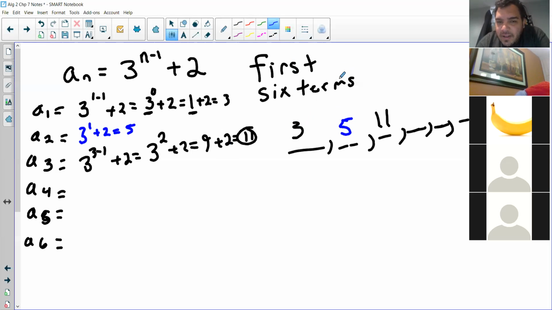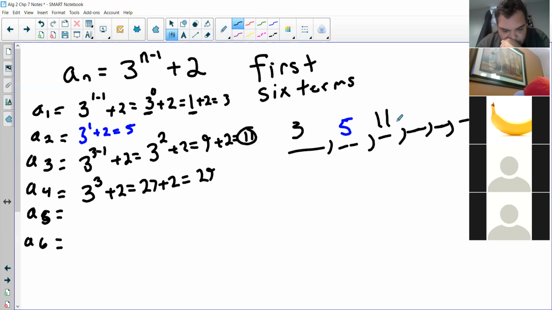That's fine. So Ella, can you give me the fourth one then? Okay, speak it out. What do you have to do? 29. Good. Because you get 3 to the third power, because 4 minus 1 is 3, plus 2: 27 plus 2 is 29.